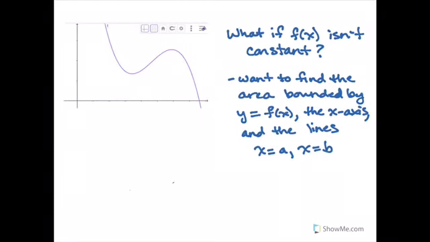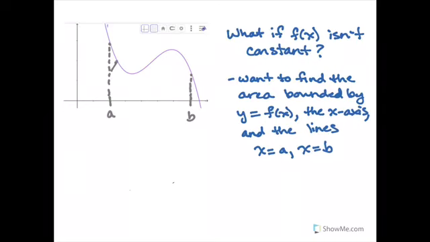Okay, well that's great. If it's a geometric shape that I know how to find the area of, wonderful. But not all functions are going to be like that. What if we just have some random function and we want to find the area under it? So let's pick some limits to bound this curve so that I can find a shape that I want to find the area of.